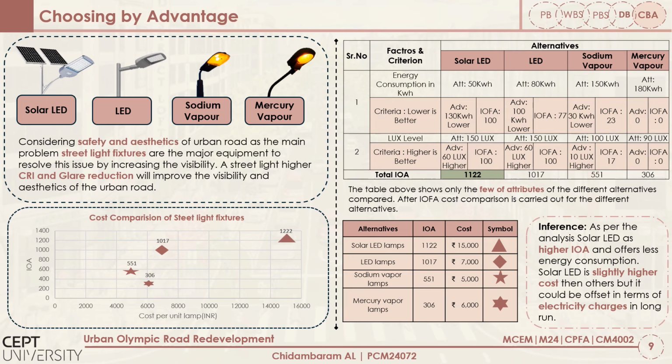The main factors which are considered for the IOA analysis are energy consumption in kilowatts and lux level. Here I show only the few parameters which are important for the comparison. Other parameters are also considered for the final IOA value. After IOA analysis, with help of industry experts, I obtained the current market rate for each and every option in terms of cost per light fixture for each type.